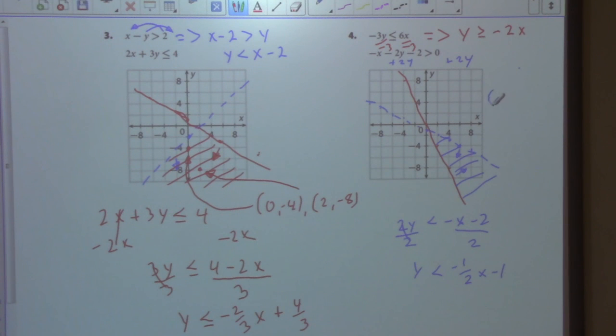4, negative 4. Okay. 8, negative 8. So there's your 8, negative 8. Here's your 4, negative 4. They both look good to me. What do you think?